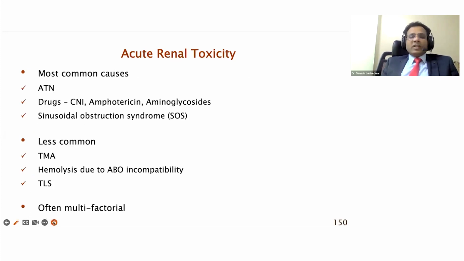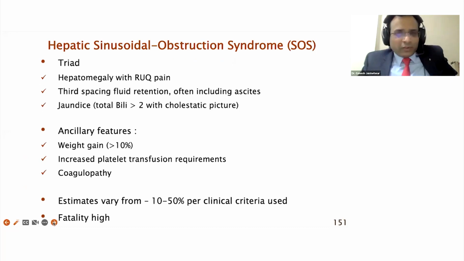So acute renal toxicity, another common organ toxicity. Most common causes are either acute tubular necrosis, drugs like CNI, aminoglycoside antibiotics, or antifungals like amphotericin, and also hepatorenal syndrome of hepatic VOD or sinusoidal obstruction syndrome. The less common ones are thrombotic microangiopathies, tumor lysis syndrome when the transplant is undertaken with active disease, or hemolysis due to ABO incompatibility. And most of the times the renal toxicity is multifactorial.